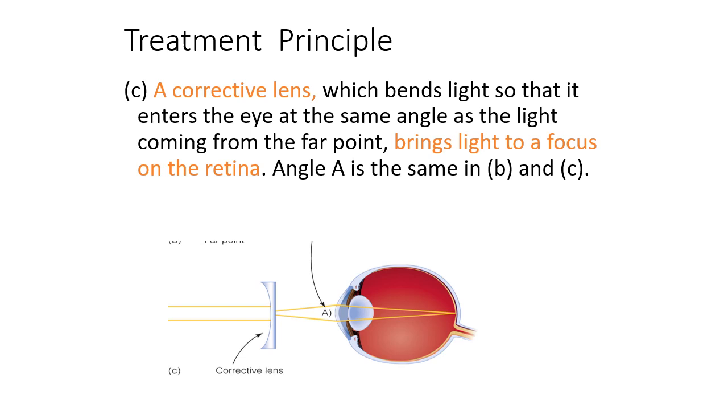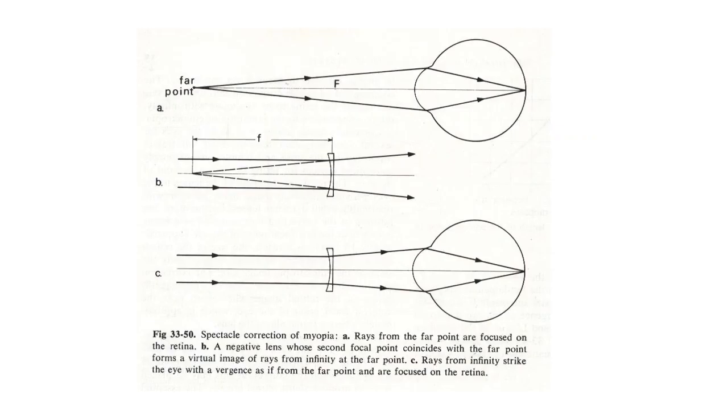A corrective lens bends light so that it enters the eye at the same angle as the light coming from the far point. It brings light to a focus on the retina. Angle A is the same in B and C. So this is the far point. In this another picture, there is a focusing of image from the far point to the retina, and you have to make a corrective lens of such a type that the rays coming from an object are focused at the far point, so the patient can see the objects clearly.